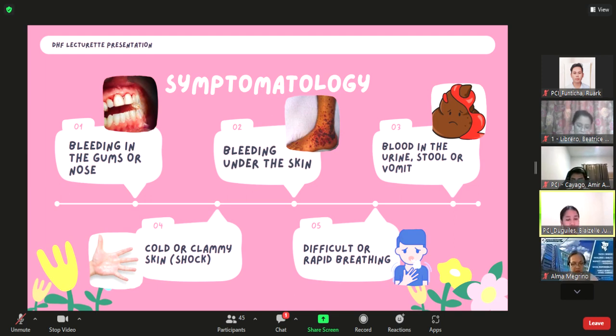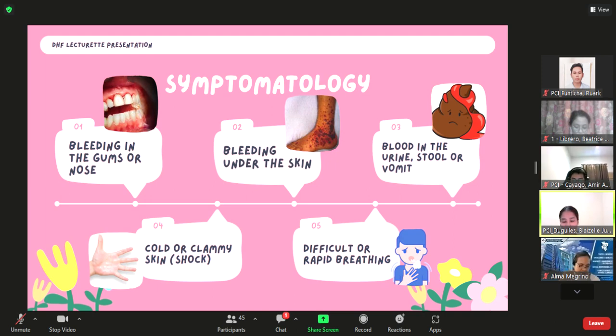Next, the cold or clammy skin or the shock. So the absence of blood circulation causes damp, clammy, bluish skin to be present in the patient. So shock-related patients may look restless and their blood pressure and pulse may be undetectable. So severe dengue can also cause other organs to suffer from respiratory failure and injury.